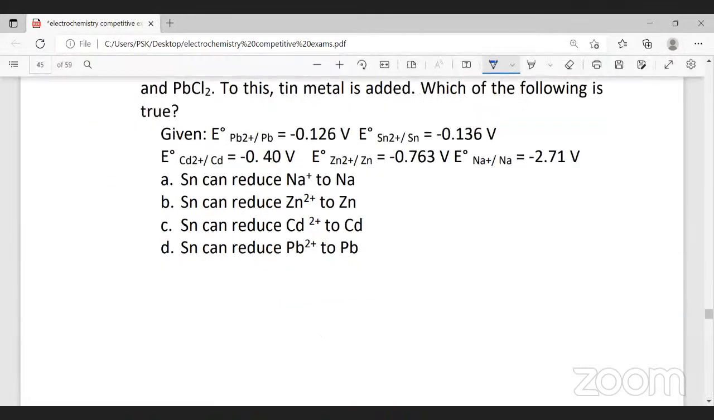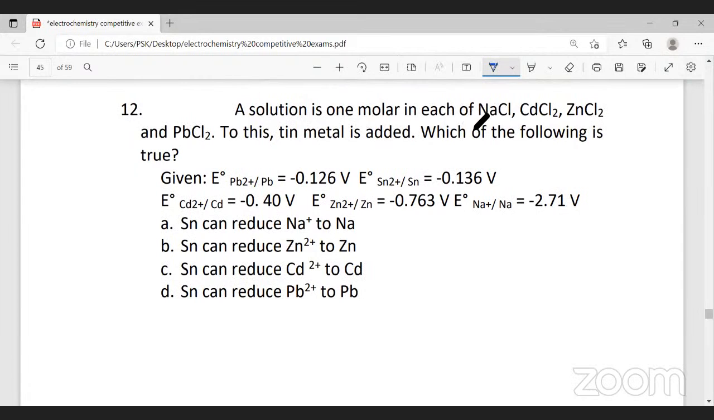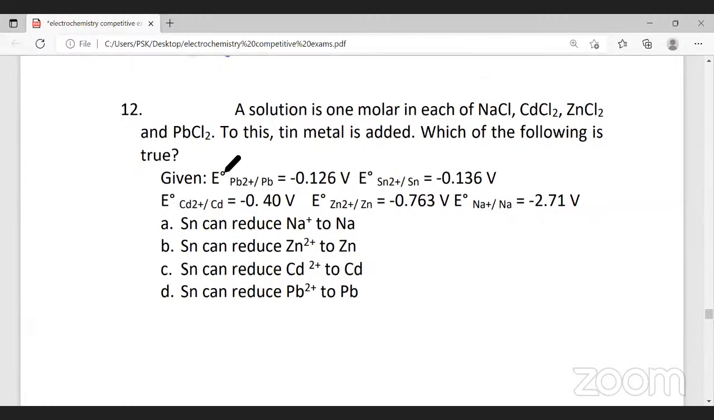A solution is 1 molar in each sodium chloride, cadmium chloride, zinc chloride, and lead chloride. To this, tin metal is added. Which of the following is true? Given electrode potential of lead is minus 0.126 volt, tin is minus 0.136 volt, cadmium minus 0.40 volt, zinc minus 0.763 volt, and sodium minus 2.71 volt.